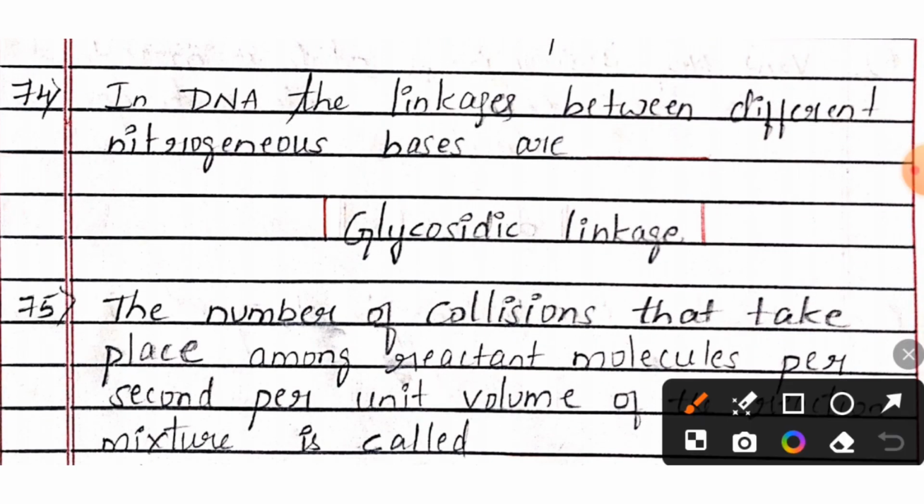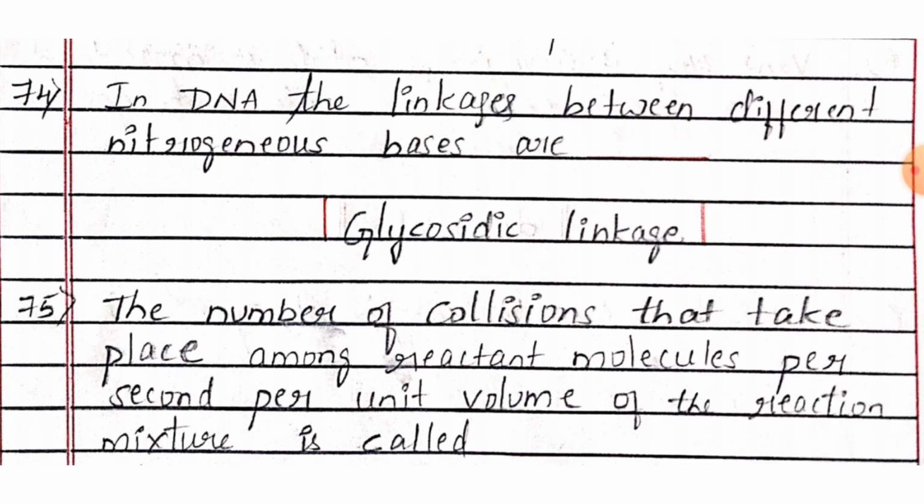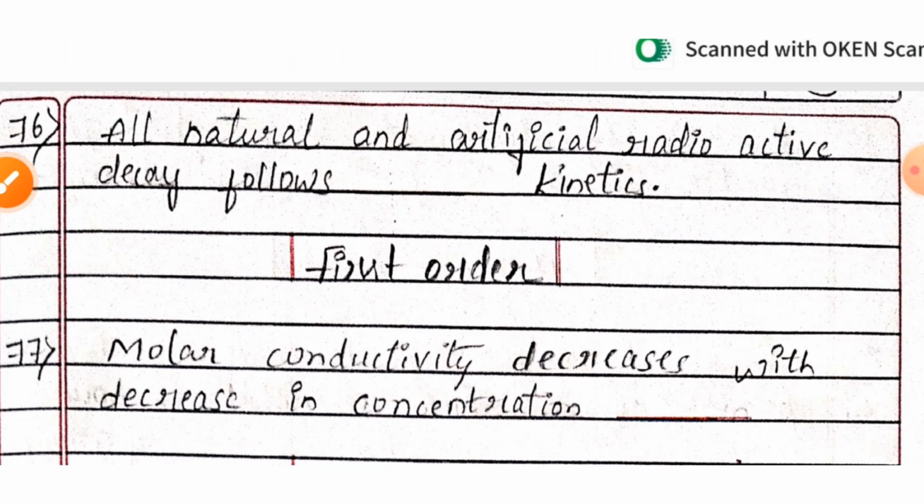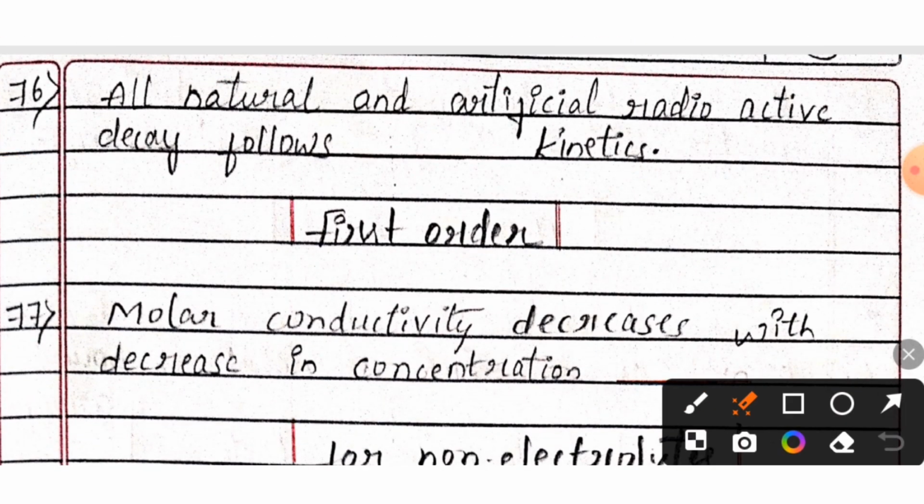In DNA, the linkages between different nitrogenous bases are glycosidic linkage. The number of collisions that take place among reactant molecules per second per unit volume of the reaction mixture is called collision frequency. All natural and artificial radioactive decay follows first order kinetics.